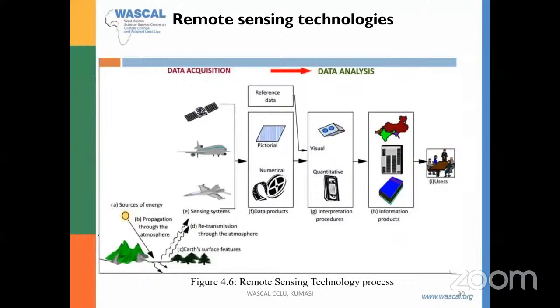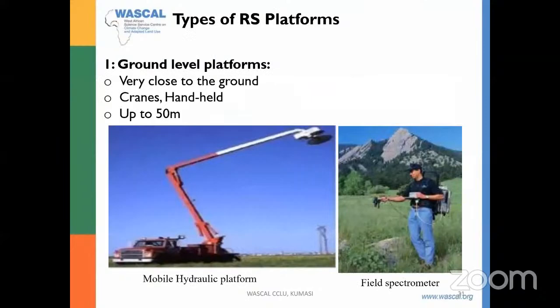And in the acquisition process, once the energy has been sensed and reflected into the atmosphere, all these sensor platforms can store the data. The data can be stored as numerical data or pictorial data, which later can be visualized or interpreted. Once it has been interpreted qualitatively or by visual inspection, some information products can also be derived, and users such as farm managers and researchers can use them in decision making.